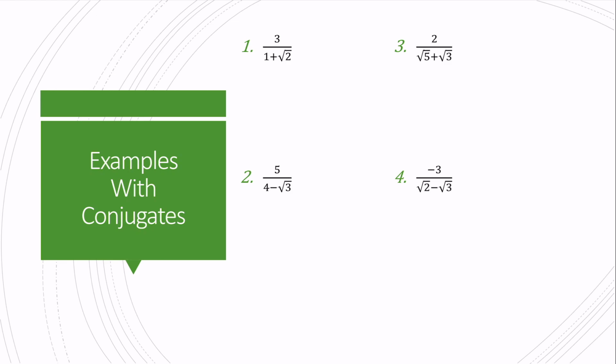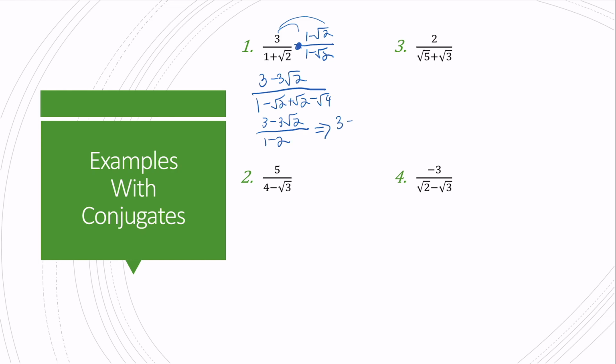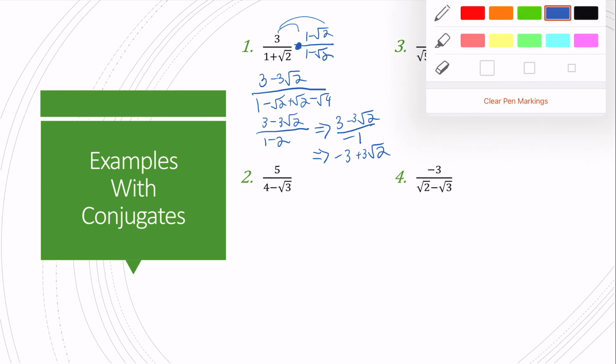I have 3 over 1 plus the square root of 2. So that we multiply by 1 minus the square root of 2. That gives me 3 minus 3 root 2 over 1 minus the square root of 2 plus the square root of 2 minus the square root of 4. So I have 3 minus 3 root 2 over 1 minus 2. That's going to give me 3 minus 3 root 2 over negative 1. So my signs change, and I have negative 3 plus 3 root 2 is my final answer.